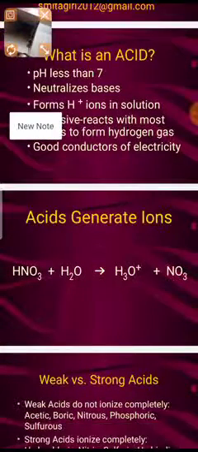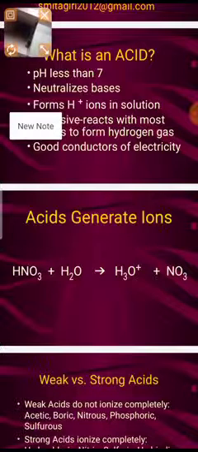Students, an acid acts as a proton donor. The second definition explains that a Lewis acid acts as an electron pair acceptor. Remember, electron pair acceptor. And the third is an acid which turns blue litmus paper red in color.